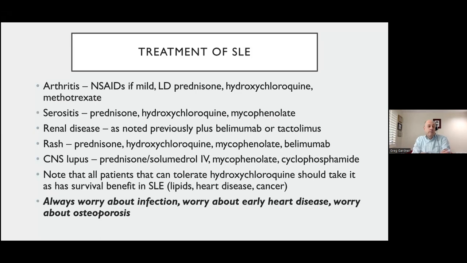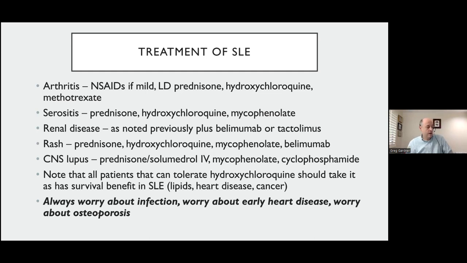Also tacrolimus, belimumab. Of interest, our colleagues in nephrology often use hydroxychloroquine as well, because it tends to protect the kidneys from fibrosis. Rash, lots of options. CNS lupus we tend to be more aggressive with IV Solu-Medrol, mycophenolate, cyclophosphamide. Again, the point is that anybody who can tolerate hydroxychloroquine should probably be on it, because it does have a survival benefit. It actually lowers the LDL and raises your HDL. So I should be on that. It can also decrease your risk of heart disease and also decreases the risk of cancer.